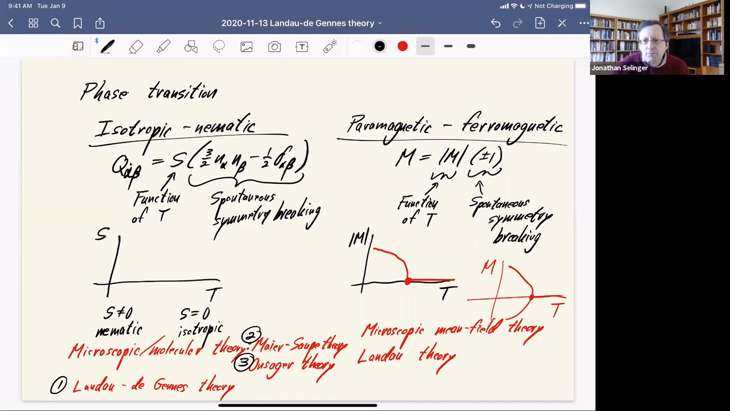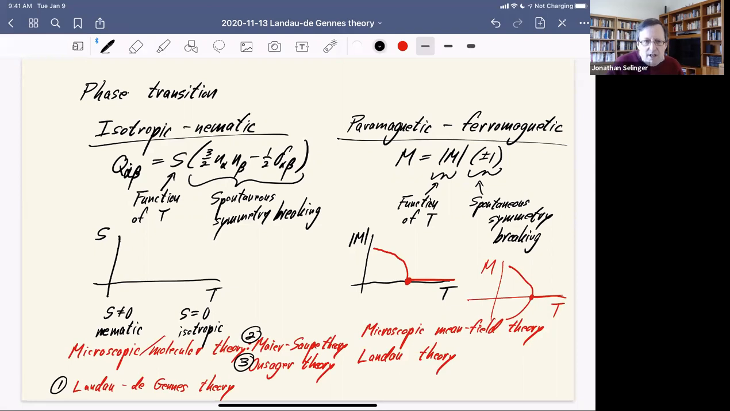Excuse me, a question. Are those two microscopic theories mean field theory? Yes, they are also mean field theory. So they also have the approximations that are built into mean field theory. There's no exact theory. This is not the kind of problem that we can solve exactly.